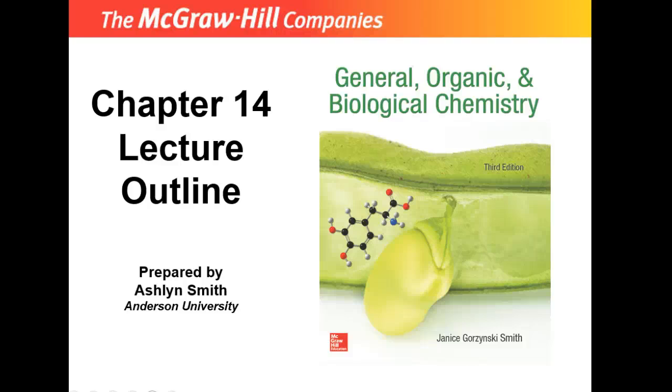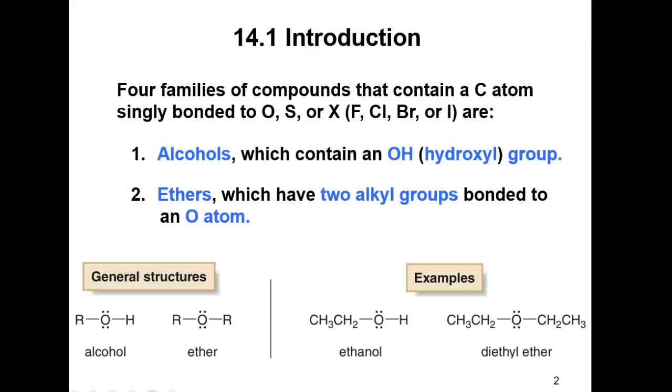All right, chapter 14 is about alcohols, ethers, and thiols, which are compounds that have sulfur in them. And alkyl halides. I forgot to talk about those. So, like I said, we're going to be talking about alcohols that have an OH group. It's also called the hydroxyl group, but pretty much it's an R group with an OH. Ethers are like alcohols, but they have two R groups on either side, or two carbon groups.